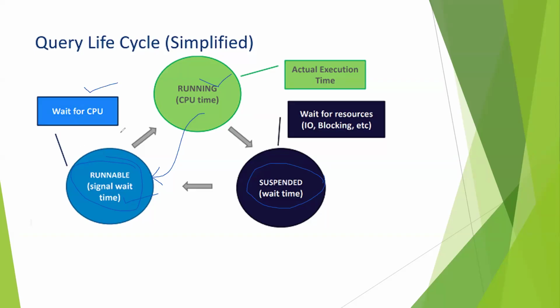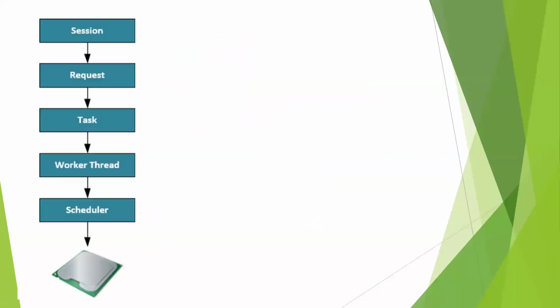So this is for waiting for the CPU, waiting for some resources. This is the actual execution time. Actual execution time is the time when it is running on the CPU, in green color coded, right? So this also we talked about at a high level.